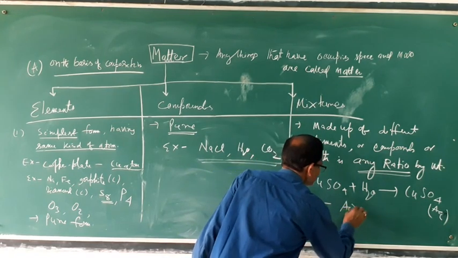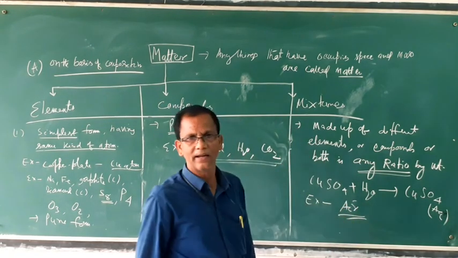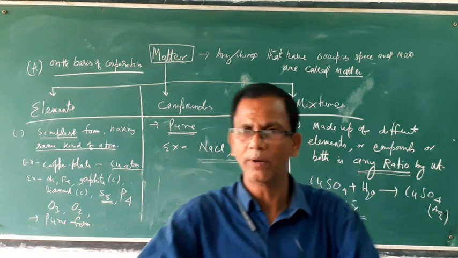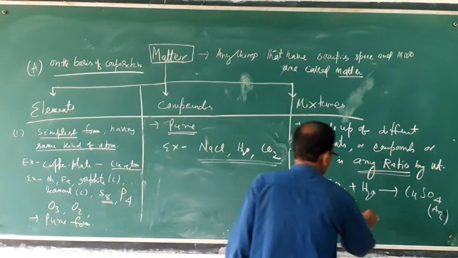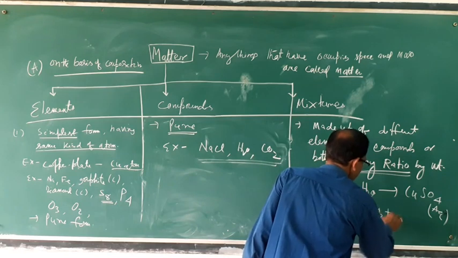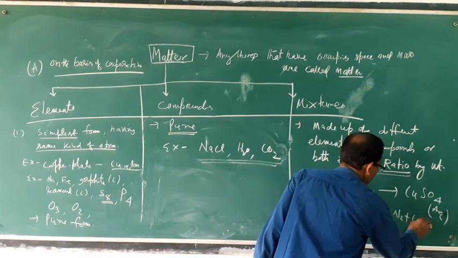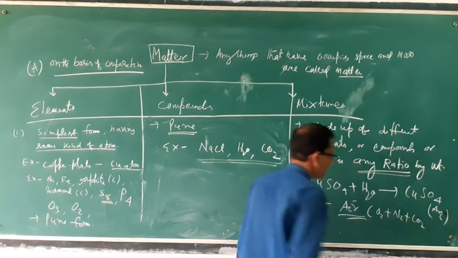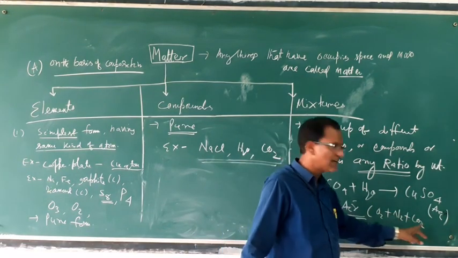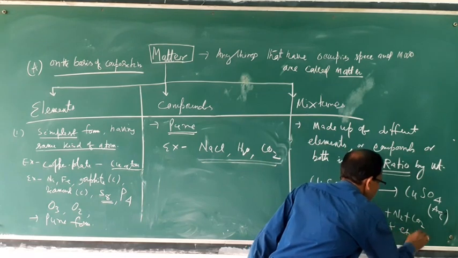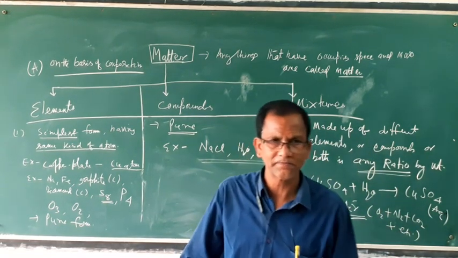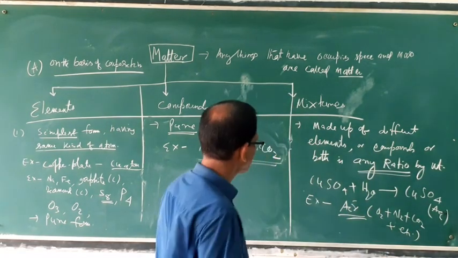Air. Air in the environment. Air is a mixture of oxygen, nitrogen, carbon dioxide and other dust particles. So like this, it is a mixture.